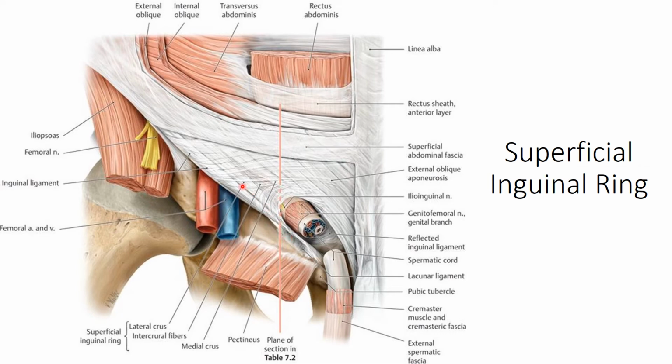Just above and lateral to this pubic crest, there is an oblique gap in the external oblique aponeurosis, and this is known as the superficial inguinal ring. So it is not a ring, this is an oblique V-shaped gap. Now this oblique V-shaped gap has a base lying along this pubic crest inferomedially, and its apex is towards superolaterally, and its two limbs are known as crura.